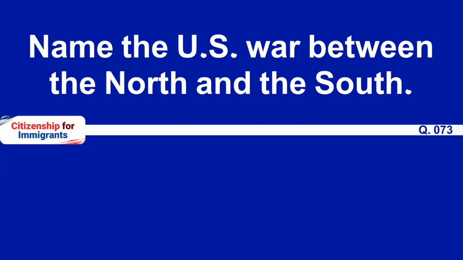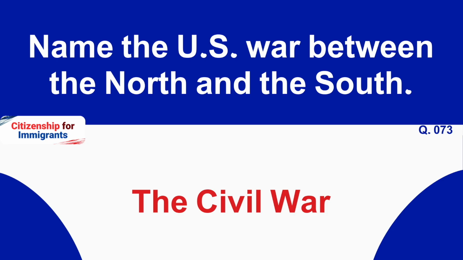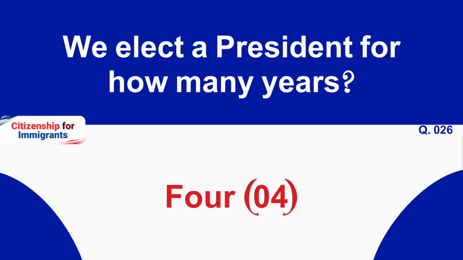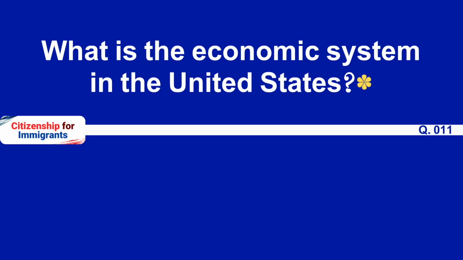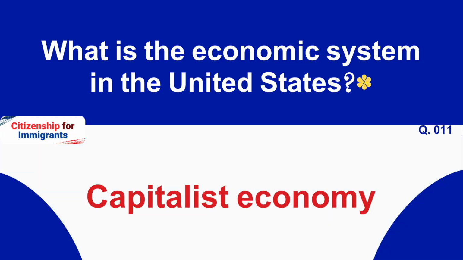Name the U.S. war between the North and the South. The Civil War. We elect a president for how many years? Four. What is the economic system in the United States? Market economy.